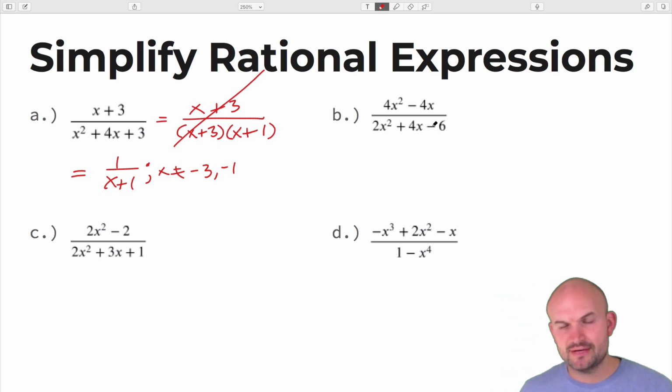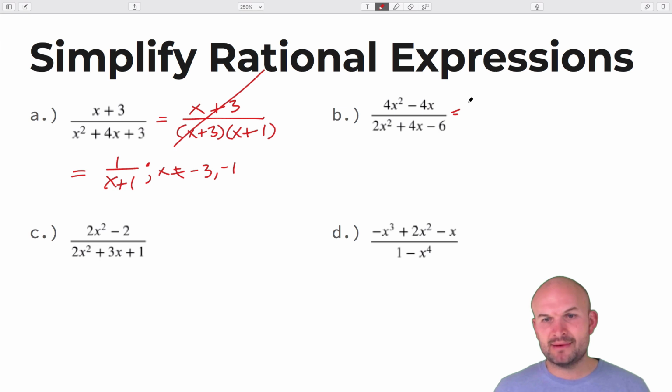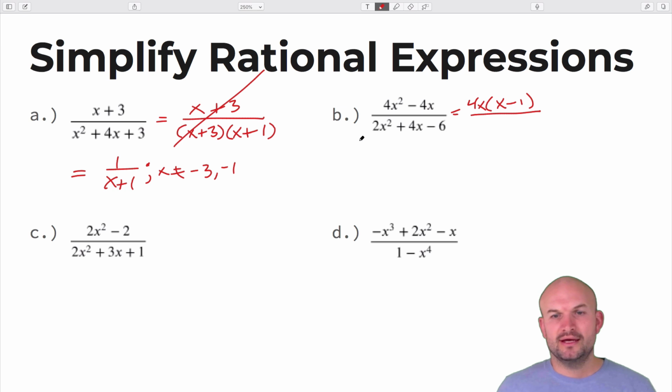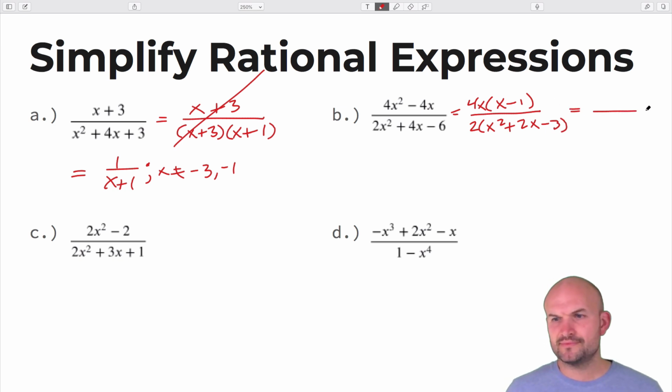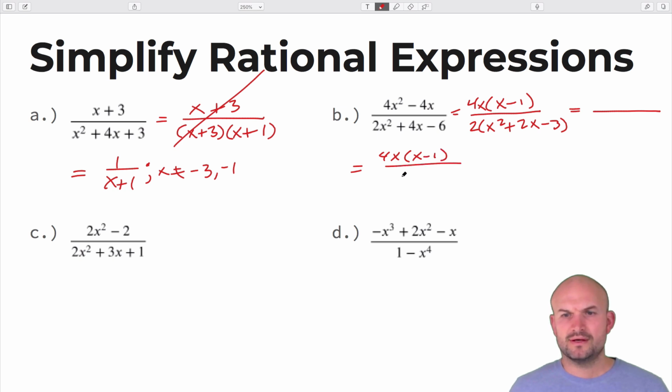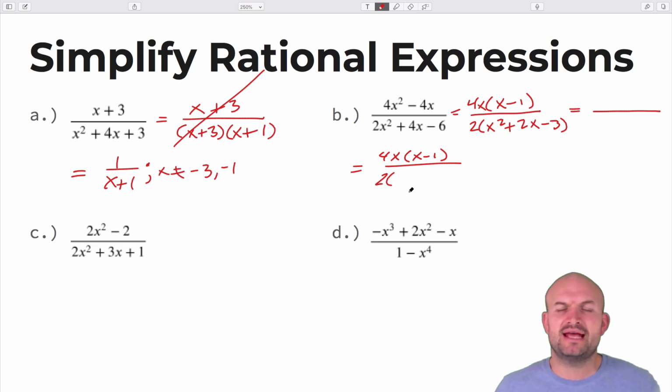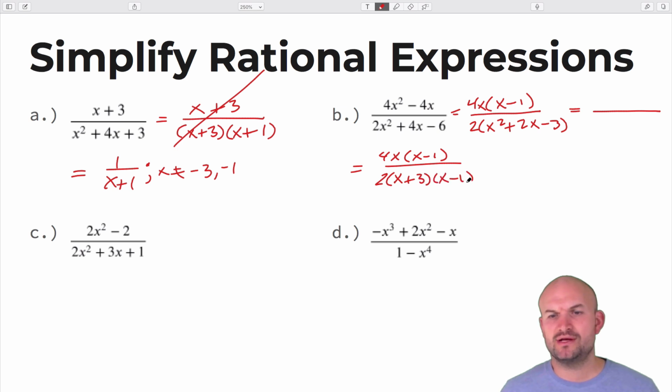All right, next example. It looks like we definitely have some LCD going on here. I can factor out a 4x, and that's going to leave me with an x minus 1. Here, I can factor out a 2 first. So that gives me an x squared plus 2x minus 3. Let's see, it looks like I can factor that one more time. Let's just rewrite it here. So this becomes 4x times x minus 1 all over 2. Let's see, what two numbers multiply to give me -3, add to give me +2? That's going to be x plus 3 times x minus 1.